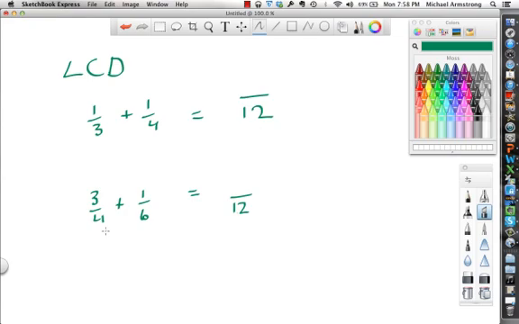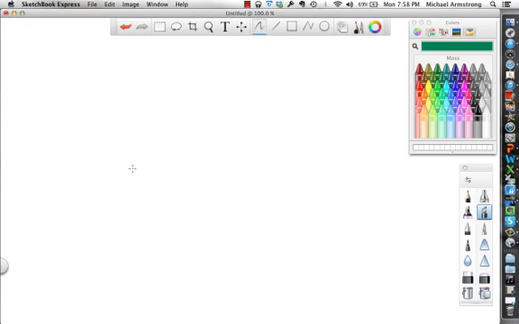Because 4 times 3 is 12, and 6 times 2 is 12. And so on. So we get to 12 by multiplying 6 times 2 and 4 times 3. And we were able to do that fraction. So the least common denominator is kind of what we're looking for part of the time.